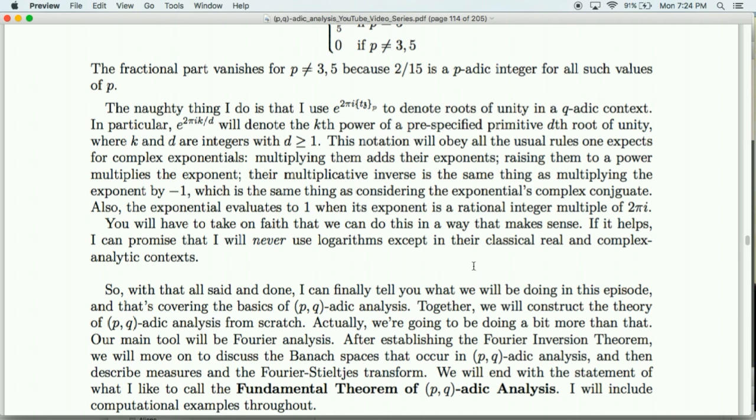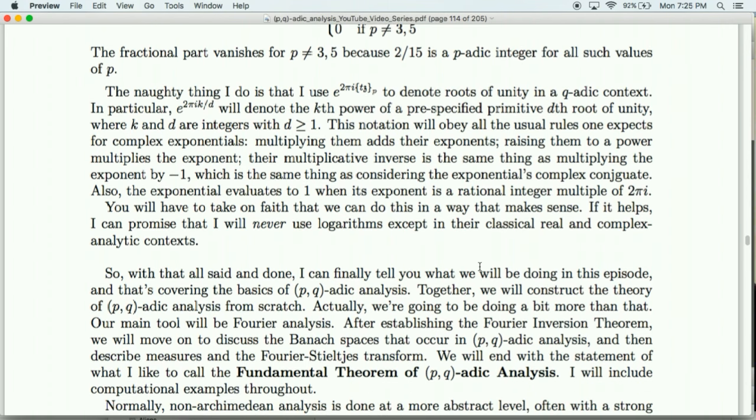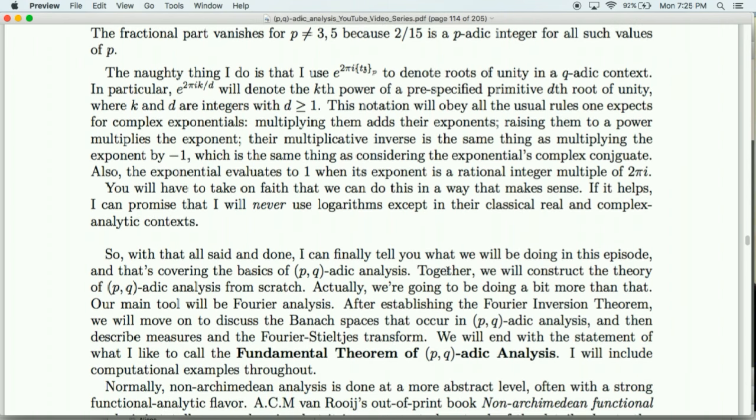Our main tool here is going to be Fourier analysis, and the route is we're going to first establish the Fourier inversion theorem, then I'm going to discuss Banach spaces and measures, and then finally we're going to get to the Fourier-Stieltjes transform. The highlight of this episode is going to be the fundamental theorem of p-adic analysis, which I alluded to briefly in episode 1. And again, I'm going to be including computational examples throughout.